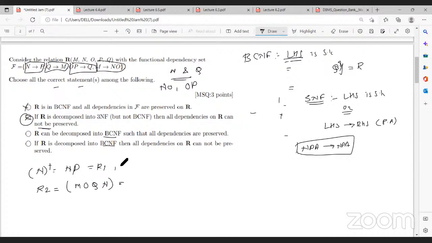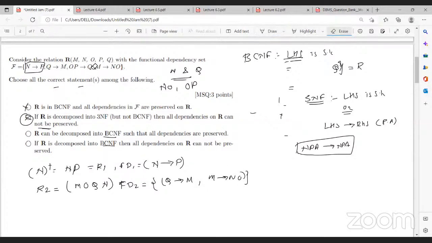Now for this relation R1, what are the applicable functional dependencies? N determine P. For this relation R2, what are the applicable functional dependencies? Q determine M. M determine NO, right? OP determining Q is not applicable because P is not there, right? So both relations are in BCNF, but OP determine Q is not preserved. So we have to check whether this OP determine Q is preserved or not. How to do that?